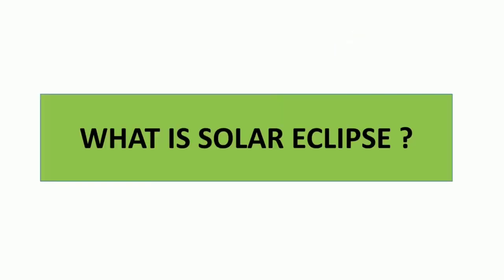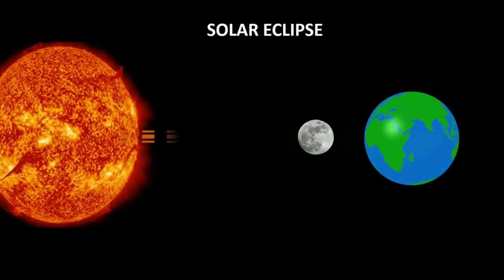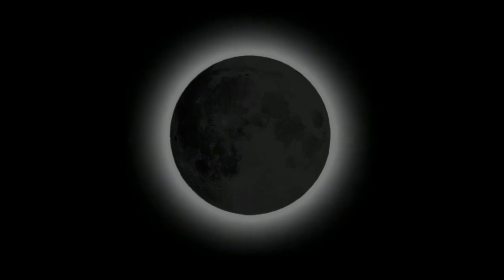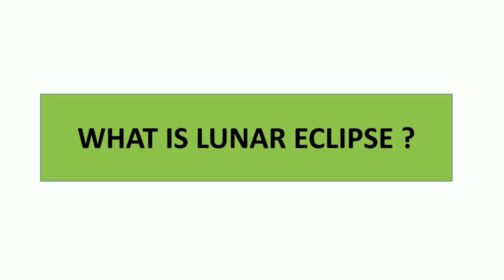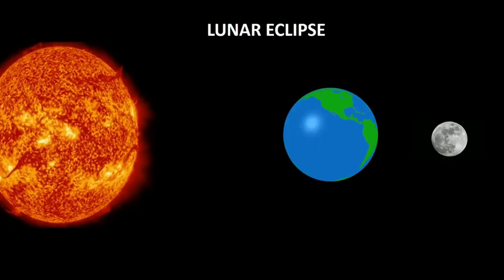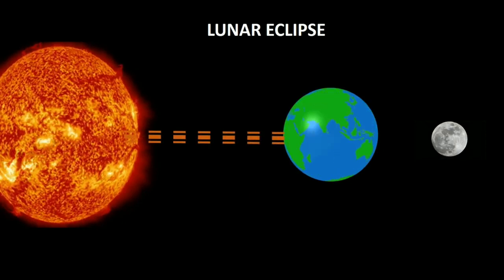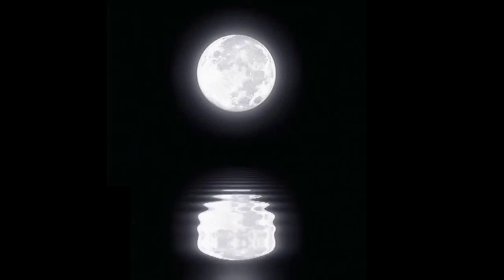What is a solar eclipse? A solar eclipse is when the moon exactly blocks the sun rays from hitting the Earth. A solar eclipse can only happen at new moon. What is a lunar eclipse? A lunar eclipse is when the Earth is exactly between the moon and the sun, so none of the sun rays can hit the moon. A lunar eclipse can only happen at full moon.